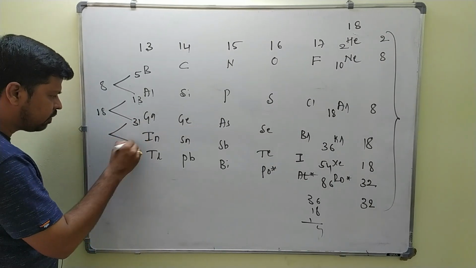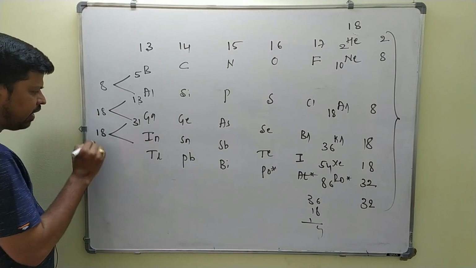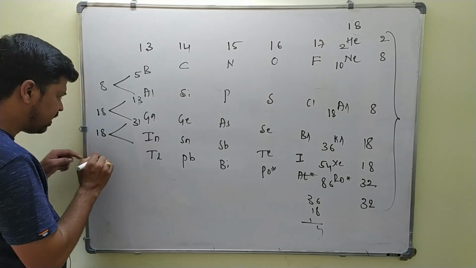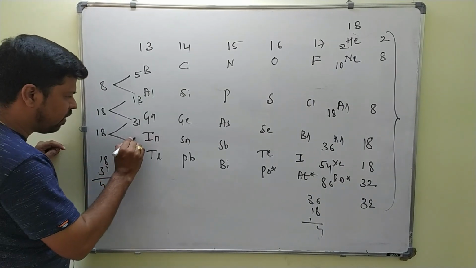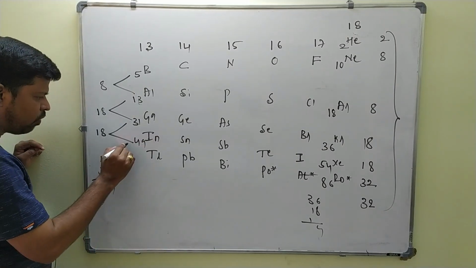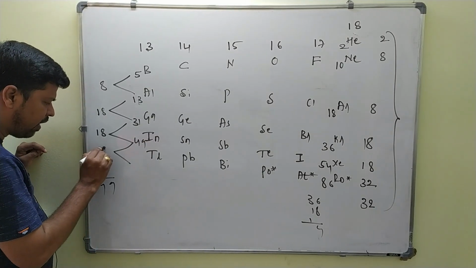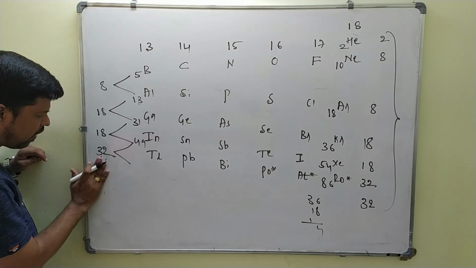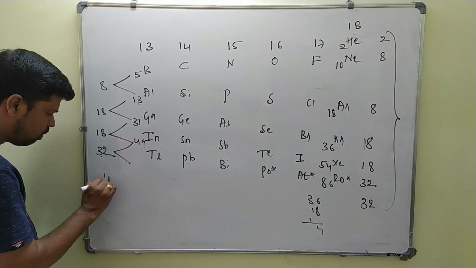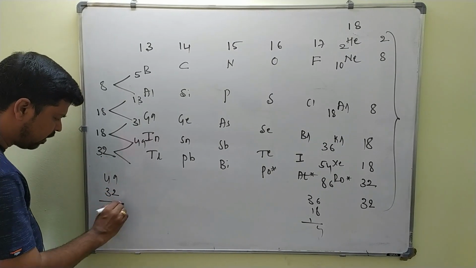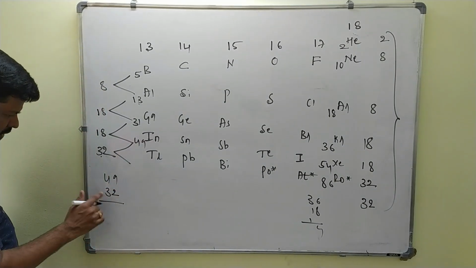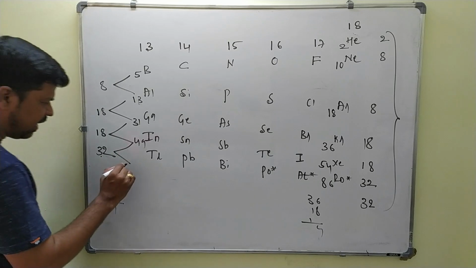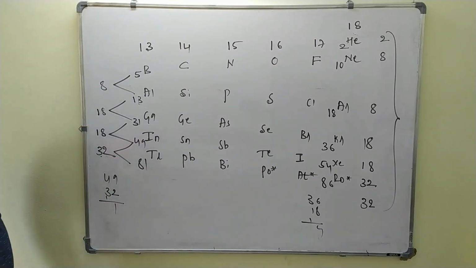Next you have to add what? Again you have to add 18. Next this becomes what here? 18 plus 31. You will get 49. Again, what do you have to add here for this one? You have to add 32. So if you add 32 and 49, what will you get here? 32 and 49 is 81. You will get 81. This is how you can write the atomic number of each element.